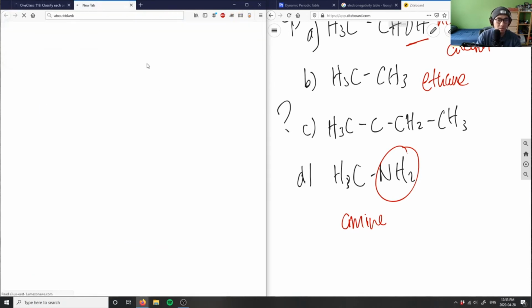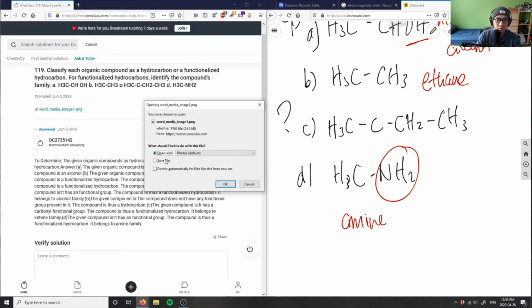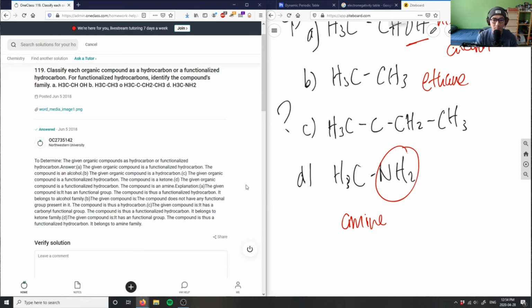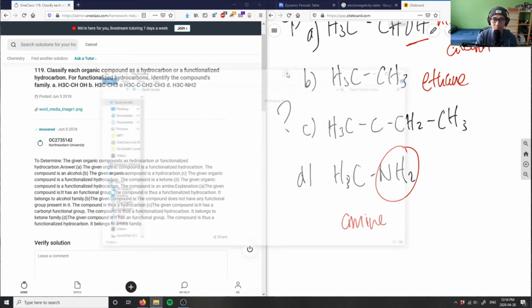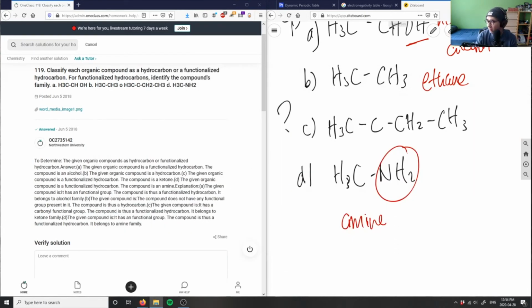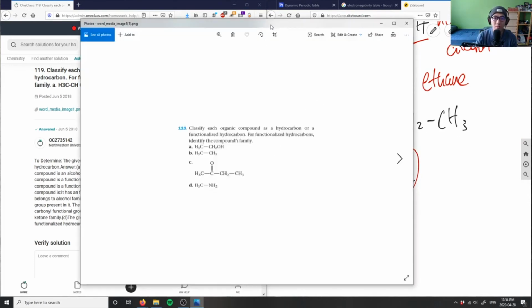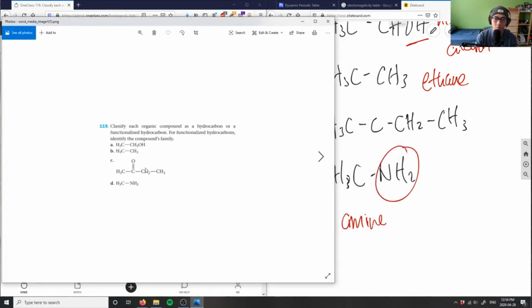Maybe I'll click that and download the image here. Maybe that might help. Give me a second. Let me see if I can figure out the image here. Oh, here we go. This is a much better image. Okay, so this is a ketone here. It's H3C and then bond C and then double bond O here. This is a ketone indeed, so therefore it's a functionalized hydrocarbon.